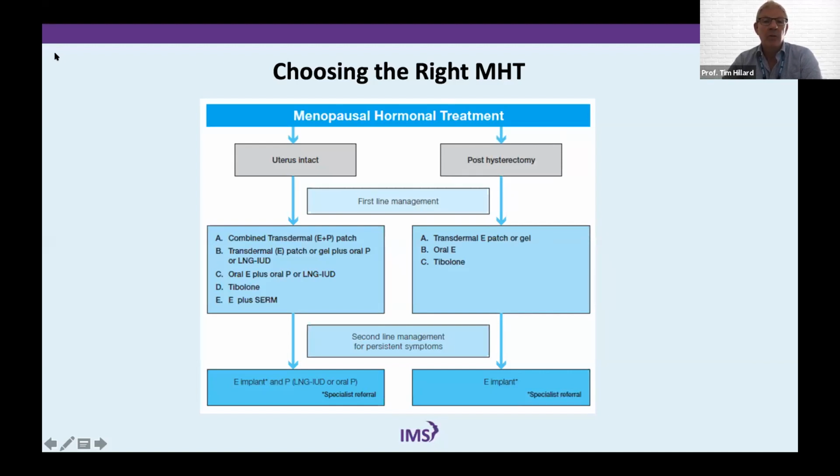So the first thing is, as Rod has said, the most basic thing is to simply ask your patient whether or not they've had a hysterectomy. If they've had a hysterectomy, it's pretty simple. They need estrogen as the main form of treatment, and you can choose which option you want, which we'll come back to in a minute.